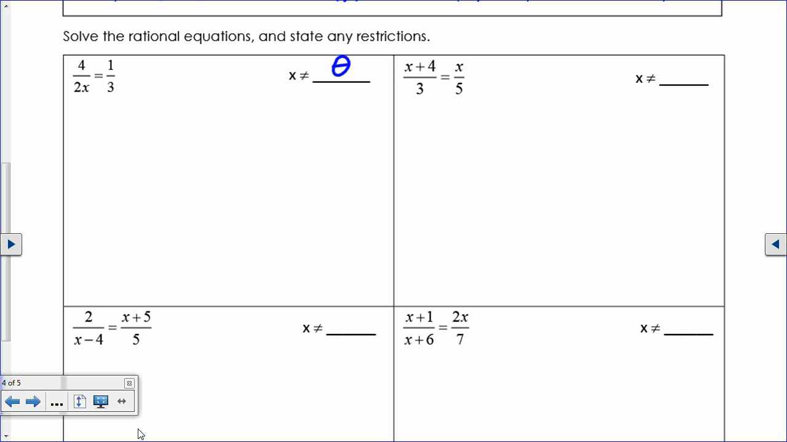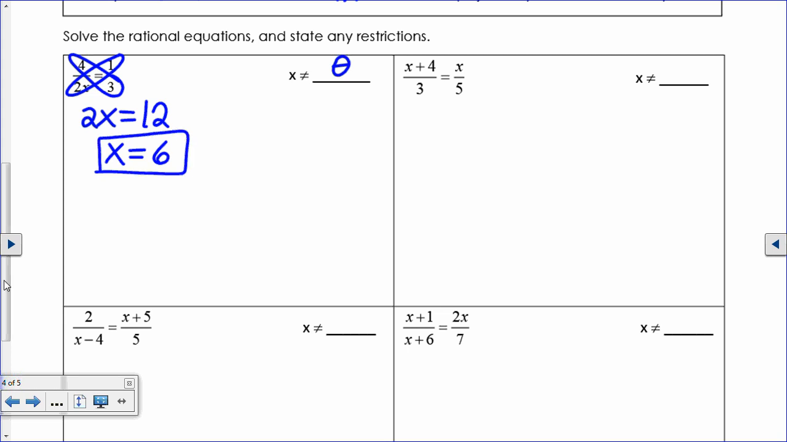Alright, so let's go ahead and cross multiply. Do you guys remember how to do this? Yeah. You're going to multiply these two together. And then you're going to multiply those. So you get 12. How do you finish solving? Divide by 2. Alright, was that the restriction? No, so then this would be your answer. Simple enough, right?